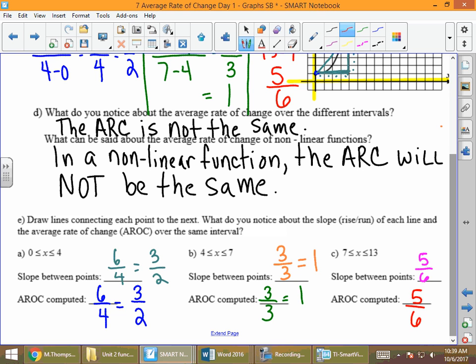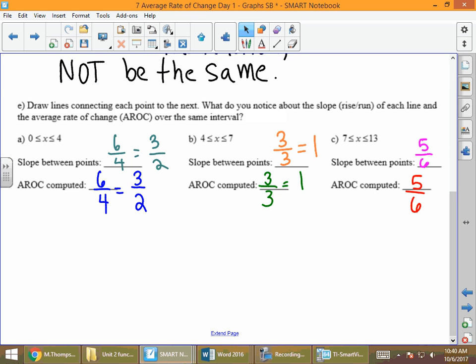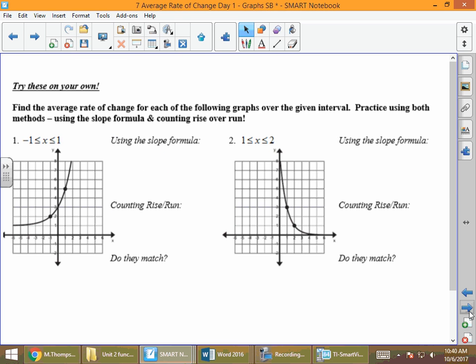So what do we notice about the slope of each line and the average rate of change over the same intervals? Well, what we notice is that they are the same. Same thing. So as we finish today, go ahead and try these on your own. Remember, identify the point and use the formula, then use the rise over run, the triangle, and then hopefully they match.